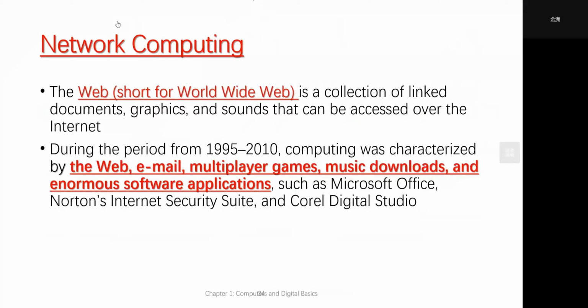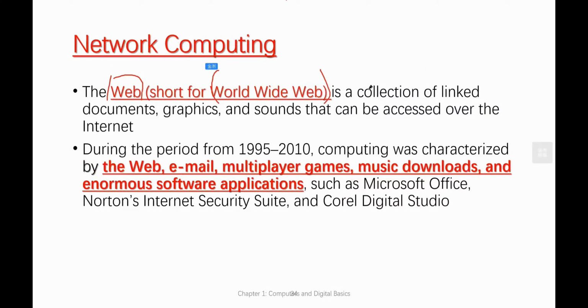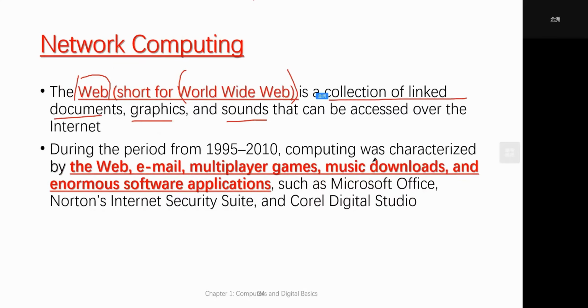Okay, so for the third phase, the network computing phase, you know what was developed for the internet? The web was developed. It is short for World Wide Web. It is a collection of linked documents, graphics, and sounds that can be accessed over the internet. We say it spans from 1995 to 2010. So at that stage, computing was characterized by the web, email, multiplayer games, music downloads, and enormous software applications, such as Microsoft Office, Norton's security suite, and Corel Digital Studio.